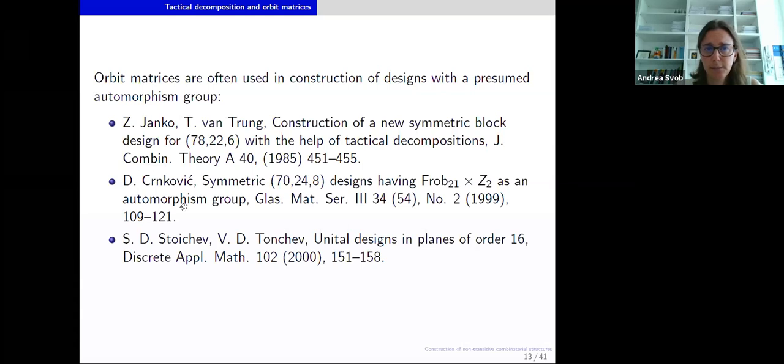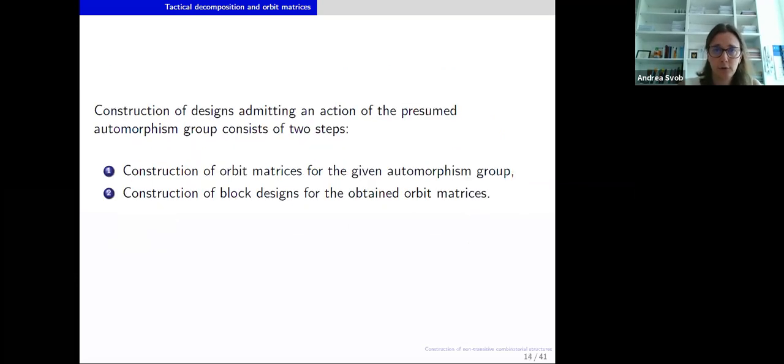In this paper, Crnković also used the method for constructing designs with presumed automorphism group, and Stoichev and Tonchev in 2000 used the same approach in the paper Unital Designs in Planes of Order 16. So actually, this method of construction is based on the following. This method consists of two steps. The first step is construction of orbit matrices for the given automorphism group.